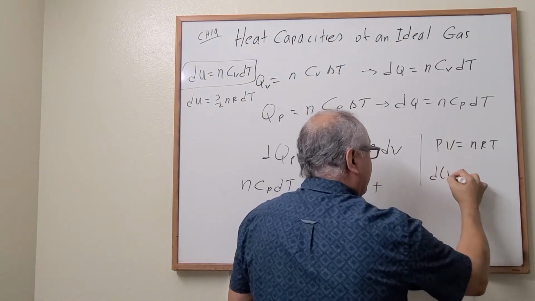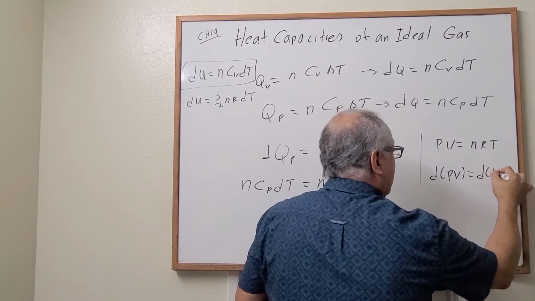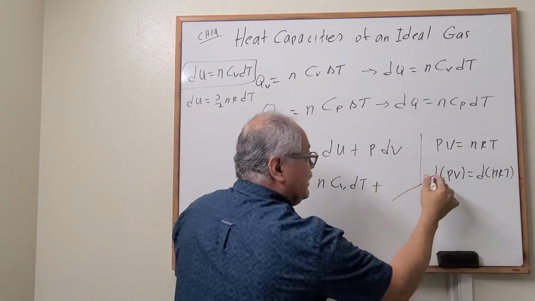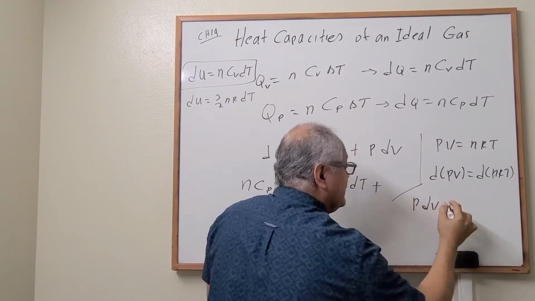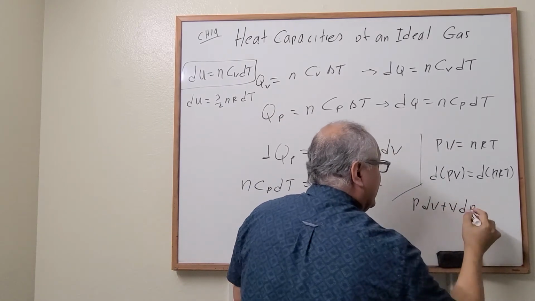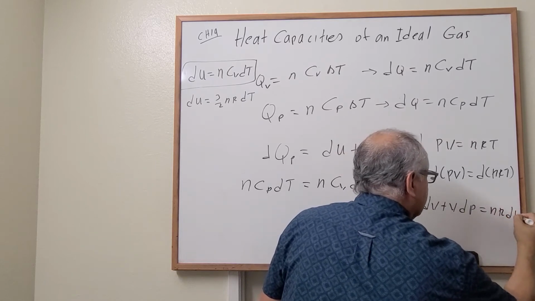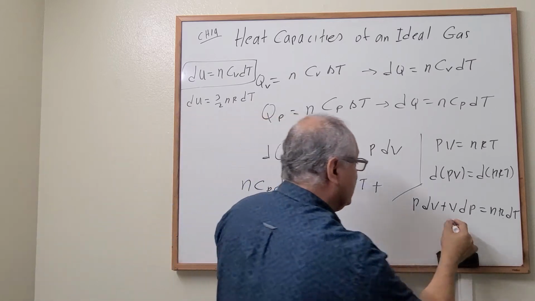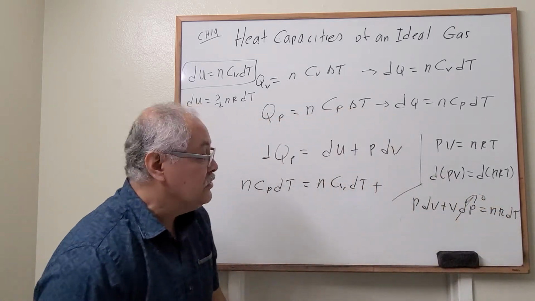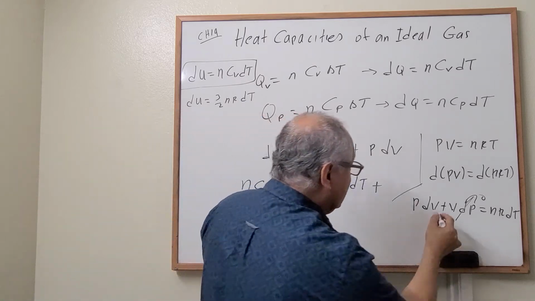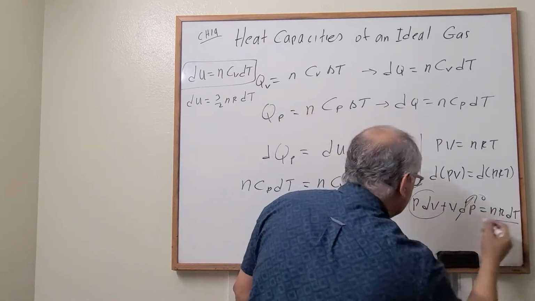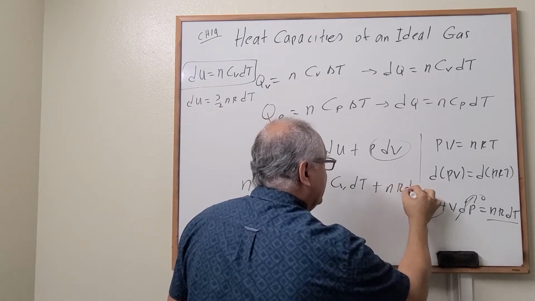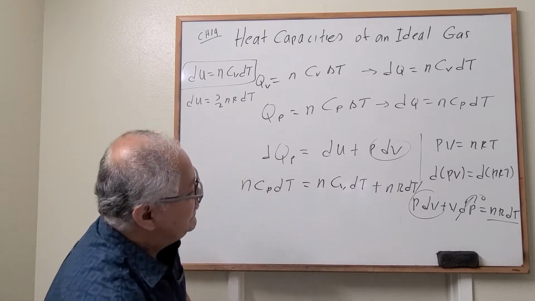The derivative of PV will be equal to the derivative of nRT, correct? What should this be? This is going to be P dV plus V dP, equal to nR dT. But this is the case when pressure is constant. If pressure is constant, that term is equal to 0. And we found that this is equal to that, correct? So this becomes equal to nR dT, correct?